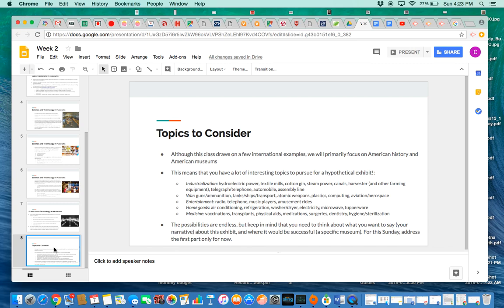The second thing that you have to think about going forward is where will this type of exhibit be successful, especially if you're choosing something that you think is interesting because it's controversial, right? Think about where you would actually get funding to do an exhibit like this. So don't worry about the specific museum quite yet. Think more about your argument at this early point. I will give you feedback on that as we go.